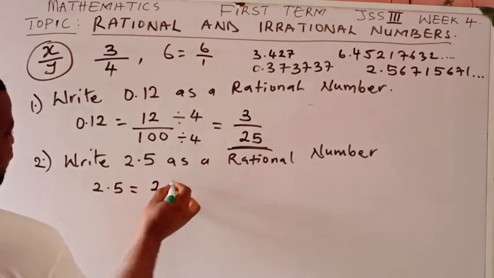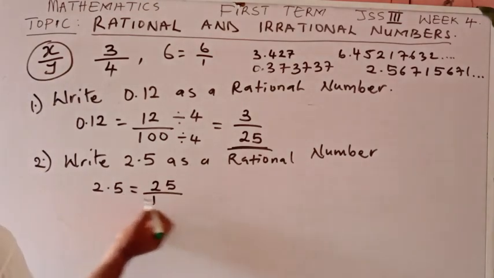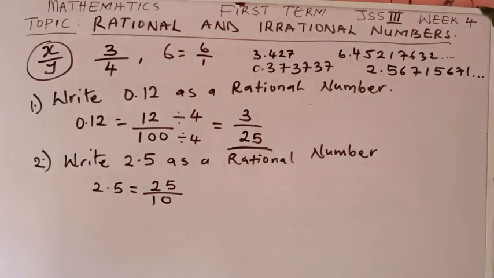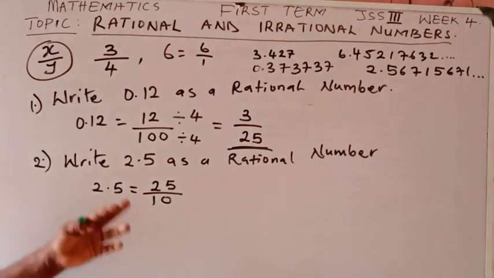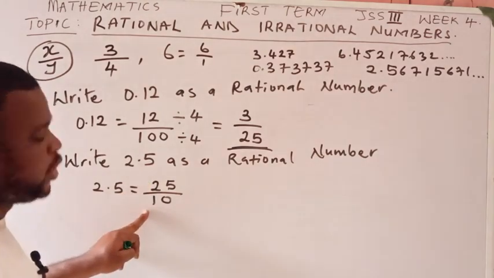So we'll write our 25 over 1. How many decimal points? 1 decimal point. So you just put your 10. So that will become 25 over 10. Now, which number can divide the numerator? The up number is the numerator. The down number is the denominator.